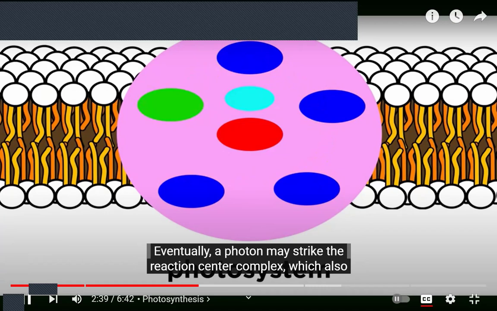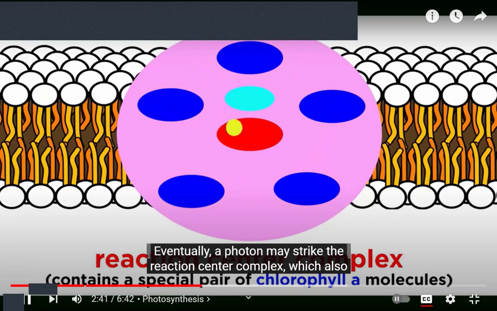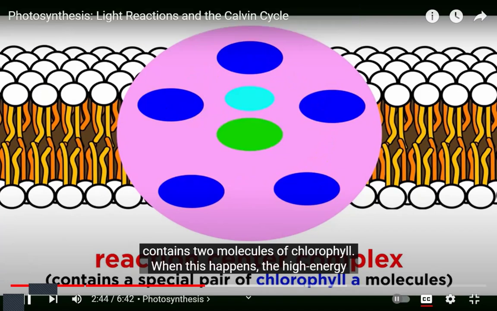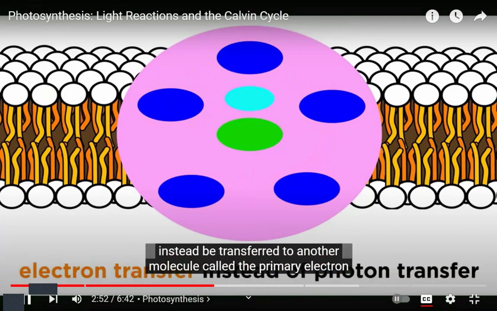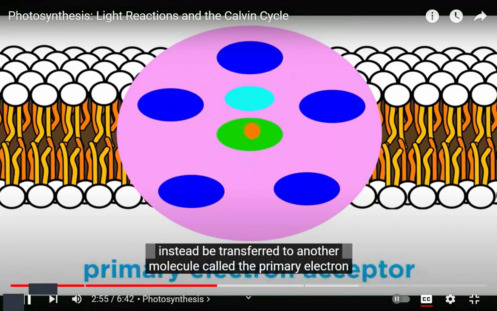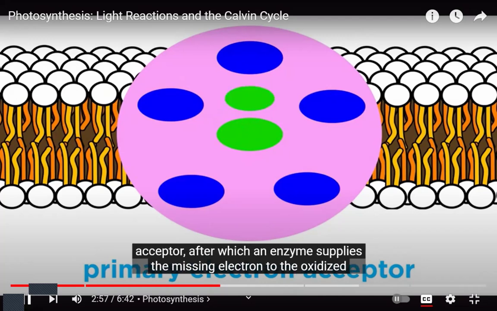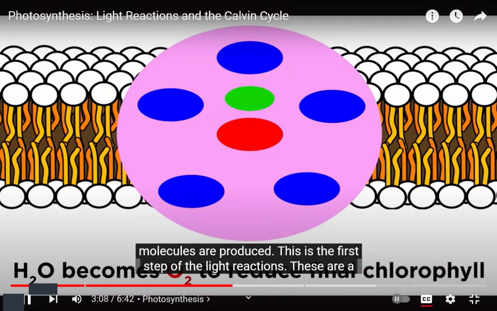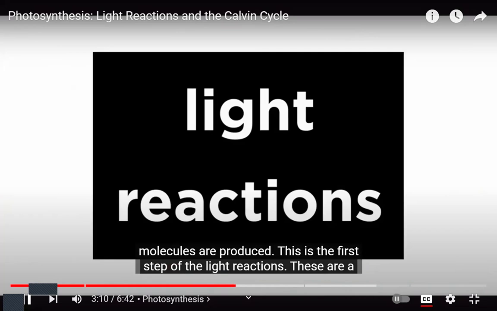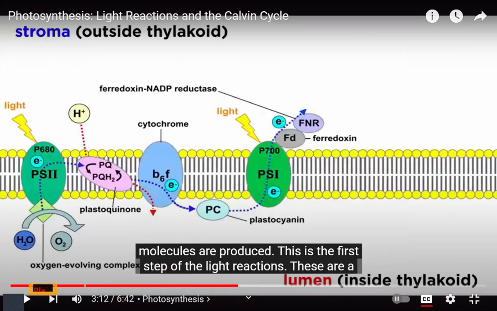Eventually, a photon may strike the reaction center complex, which also contains two molecules of chlorophyll. When this happens, the high-energy excited electron, rather than relaxing back down to the ground state, will instead be transferred to another molecule called the primary electron acceptor, after which an enzyme supplies the missing electron to the oxidized chlorophyll via a water molecule to get it back to normal, which is how oxygen molecules are produced. This is the first step of the light reactions. Okay, so that was just the first step.